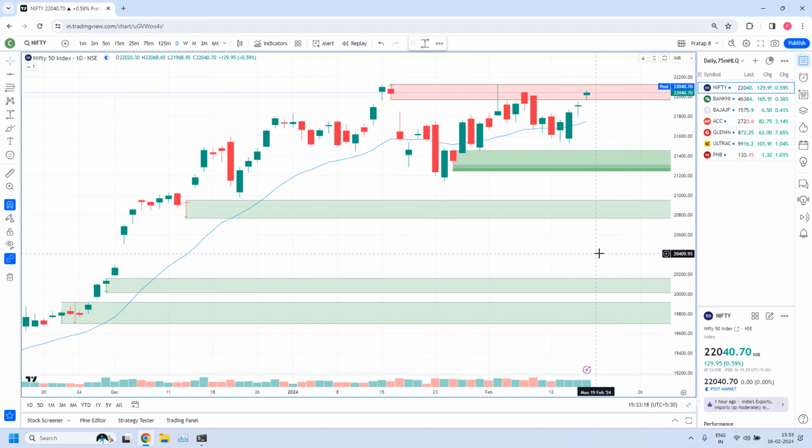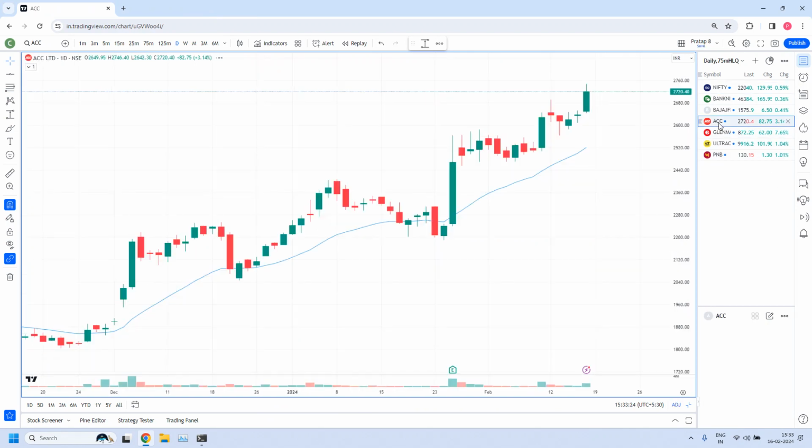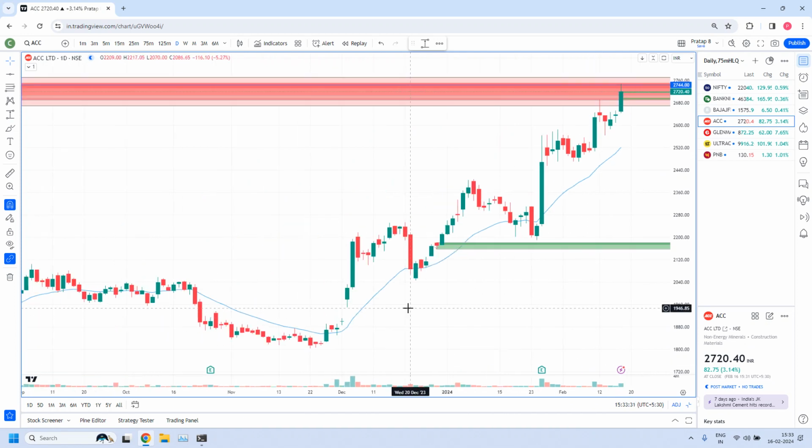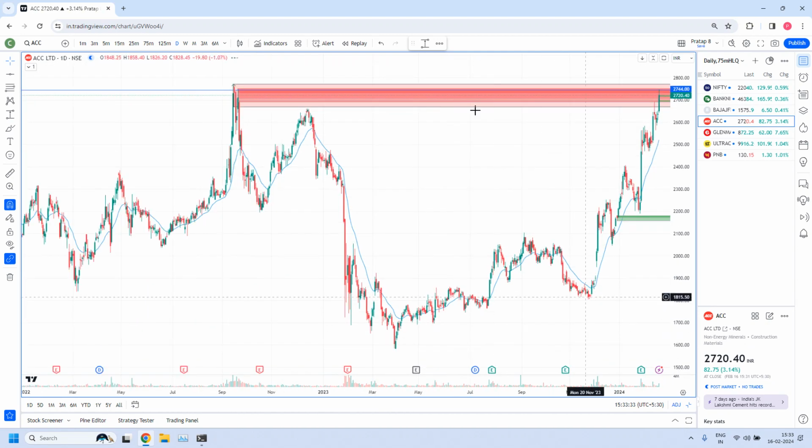First, let us look into the executed trades. The first one is ACC. It is a very interesting stock. The reason is, this is a daily zone generated in September 2022. Okay, if it was generated in September 2022, what is the speciality, you may ask?